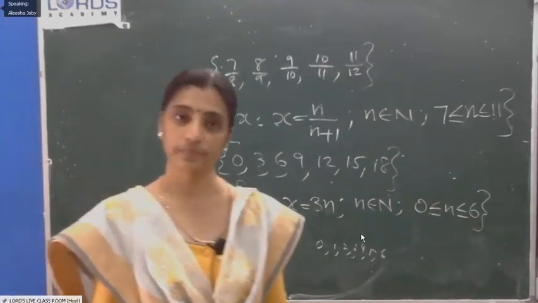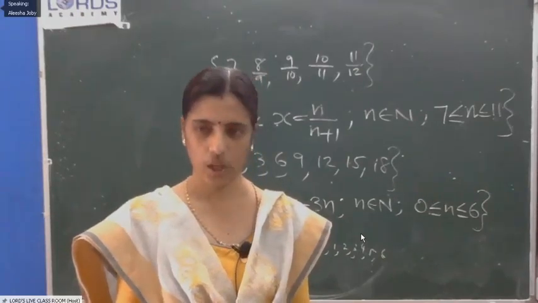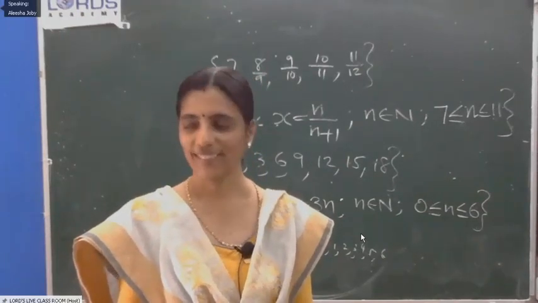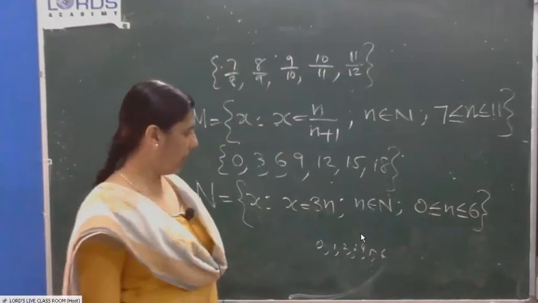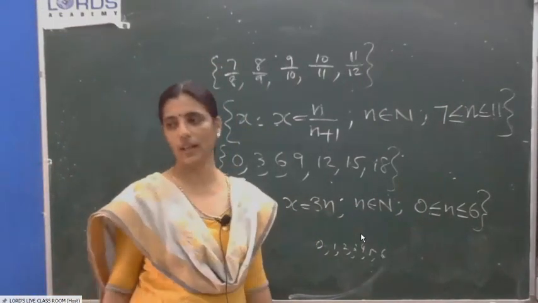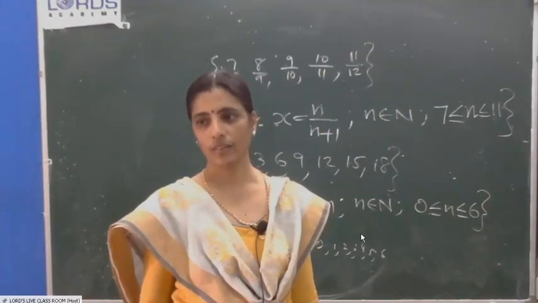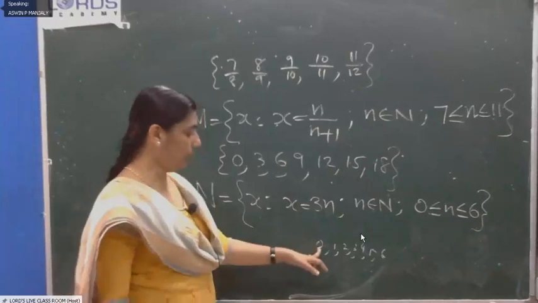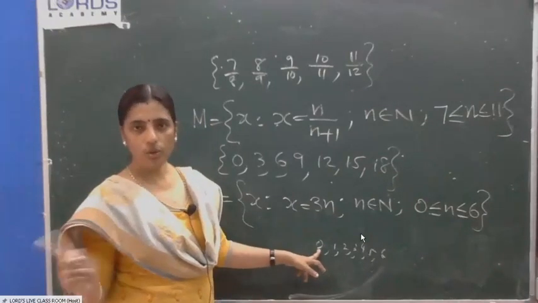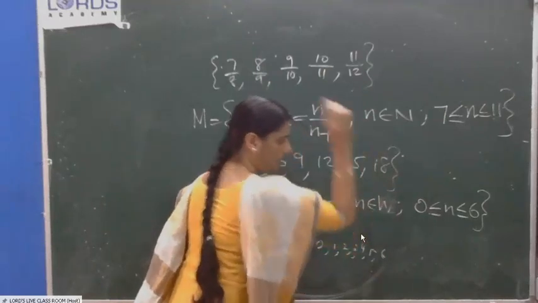N is from which? Natural numbers. I made a mistake. What mistake I made? Oh, yes. N equal to 0 is there. 0 is not coming in natural numbers. Sorry. Now okay?